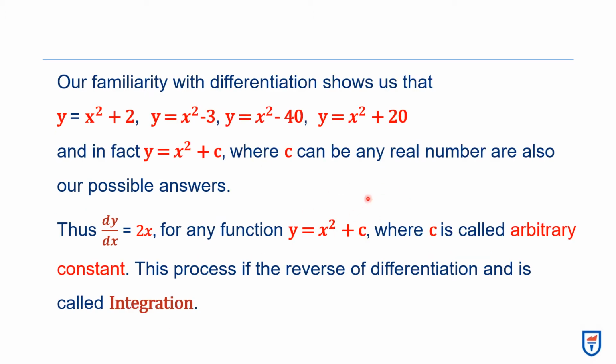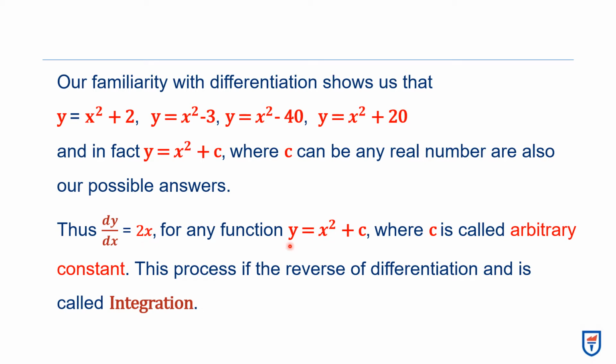If we look back at our familiarity and experience with differentiation, we clearly see that all these answers below, which are y equals x squared plus 2, y equals x squared minus 3, y equals x squared minus 4, y equals x squared plus 20, and in fact y equals x squared plus c, where c is an arbitrary constant, all these functions, when you differentiate them, give us a derivative of 2x. So it's very difficult for us, when given only the derivative, to know the exact original function which led to this answer, 2x, when we differentiated it.